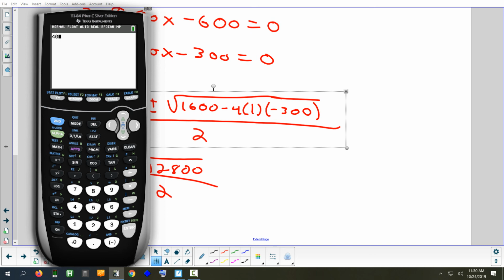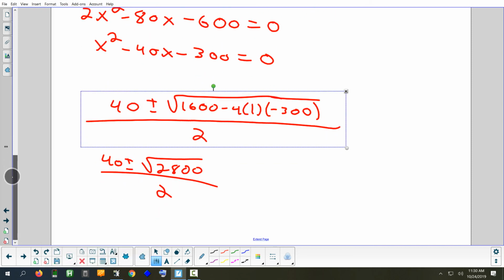So 40 plus the square root of 2,800 gives me 92.91, and then divide by 2. So we just solved for x, which was the speed of the car, 46.5 miles an hour.